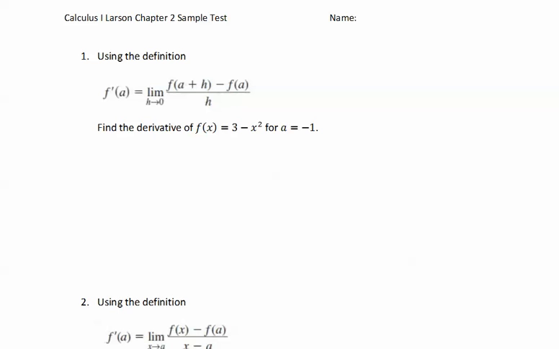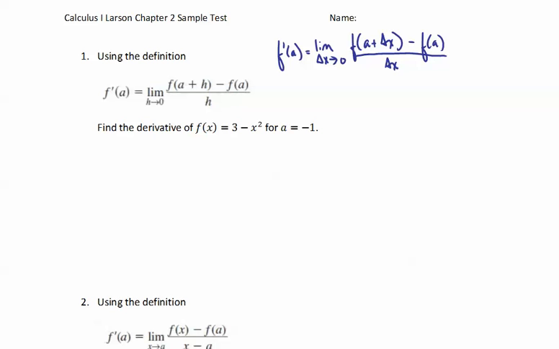In the Larson book, it will be written as f prime of a is equal to the limit as delta x, instead of h, they're using delta x, approaches 0 of f of a plus delta x minus f of a, all over delta x. So that's the form of this limit definition of the derivative that we'll use here.